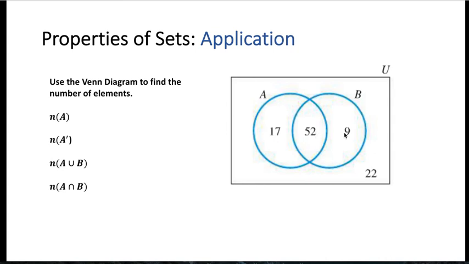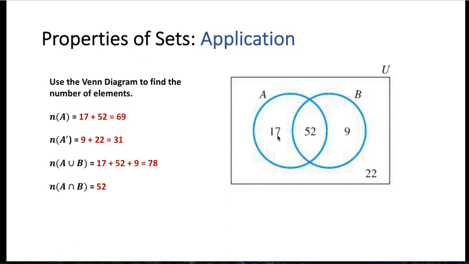52 are in the overlap of A and B, and 9 are just in B, and 22 are not in A or B. So this notation, this N in front of A in parentheses, the way you would say that is: how many are in A, the number in A, the number in A complement, the number in A union B, and the number in A intersection B. I'm going to show you the answers on the next slide.